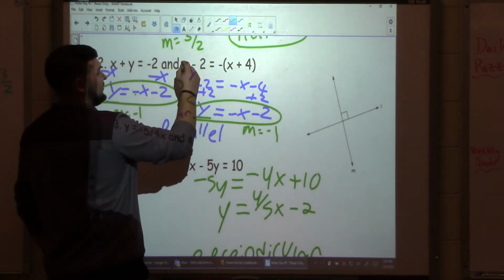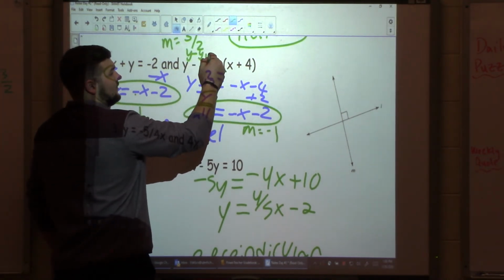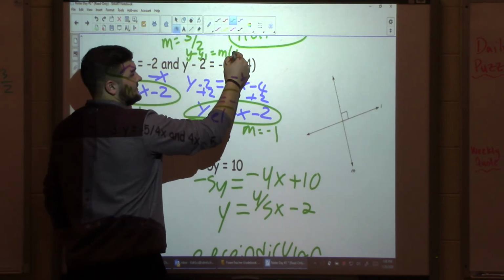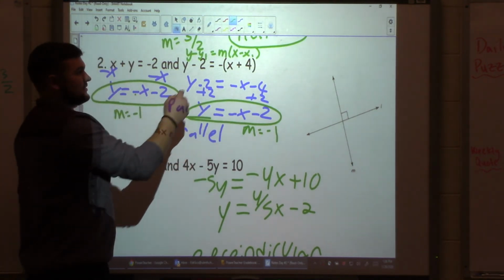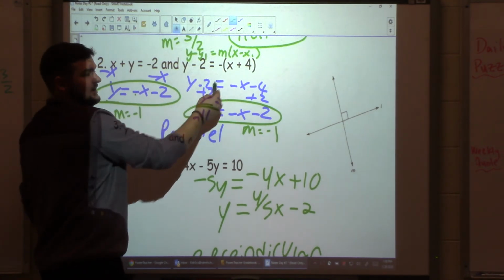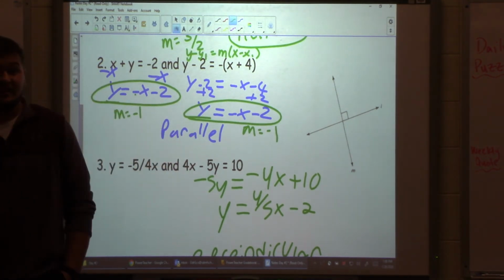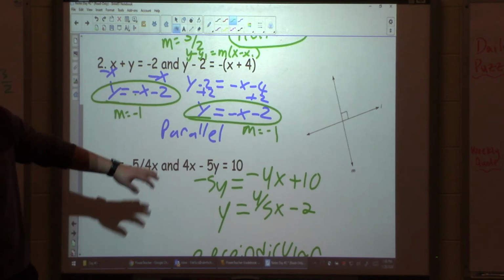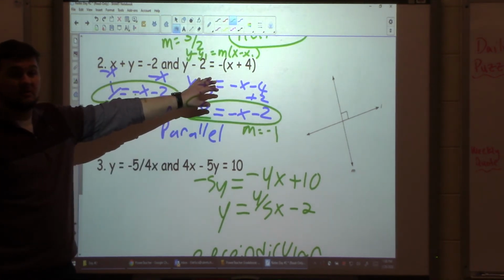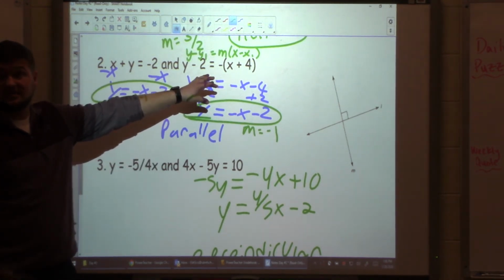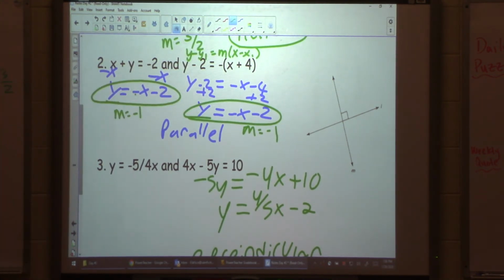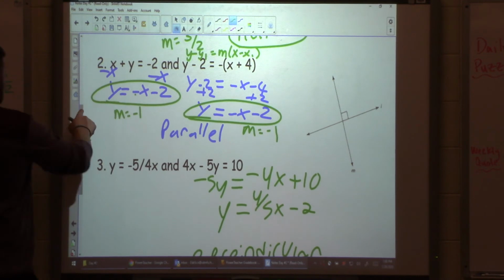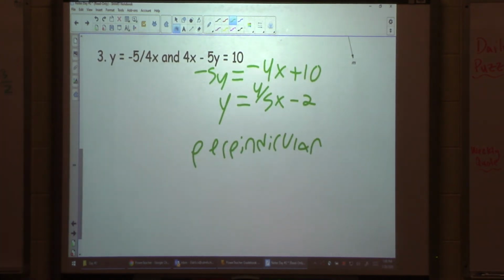Isn't this the same form as y minus y1 equals m times x minus x1? Yeah, so isn't this my slope right here? That negative sign, which would be a -1. So, do you have to do the work? No. Can you do the work and still get the same answer? Of course. However you feel most comfortable doing it, it's perfectly fine. So, parallel is a good answer for this one. You know, the same line, we're fine.